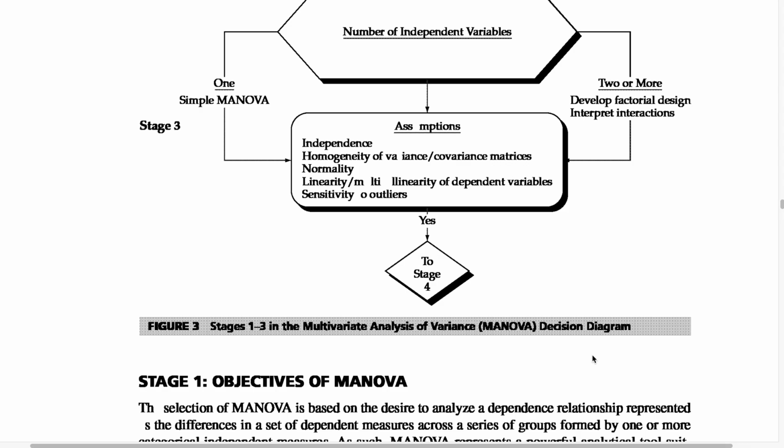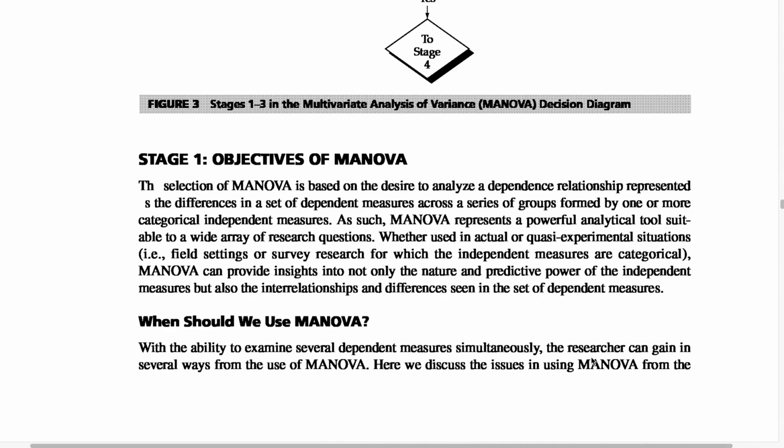MANOVA's decision diagram. Stage 1, objective of MANOVA. The selection of MANOVA is based on the desire to analyze a dependence relationship represented by the differences in a set of dependent measurements across a series of groups formed by one or more categorical independent measures.